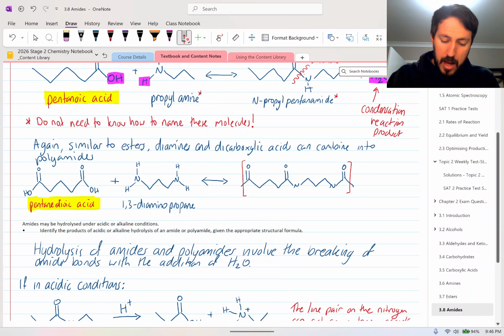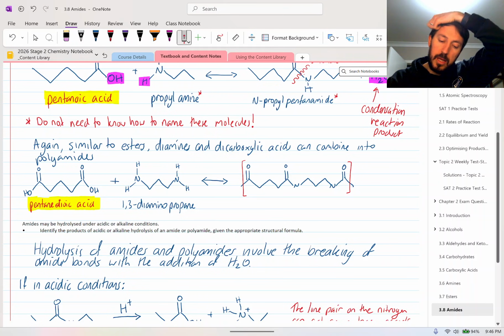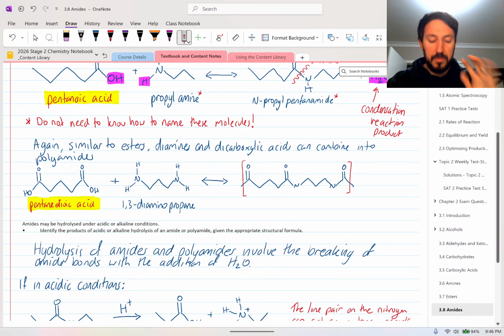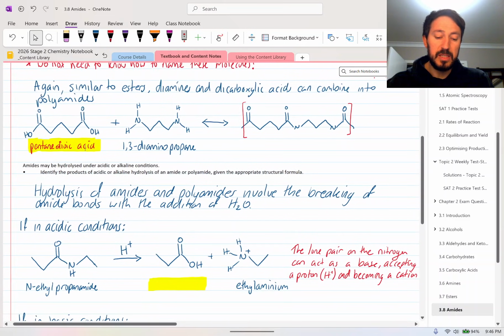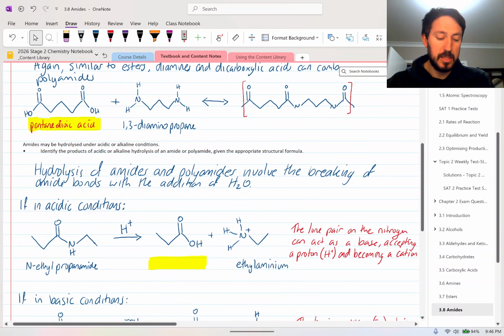So you have our pentane part here, which is 5 carbons. Then we have our 3 carbons in the next section in between the amino groups. Either way, this makes our polyamide, which is essentially a polymer. Now, this last bit is going into a bit more specifics about breaking up these amides.